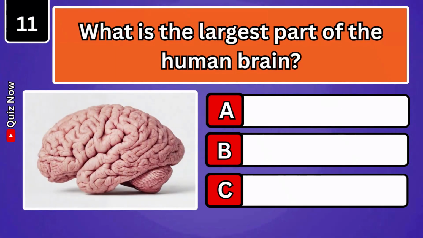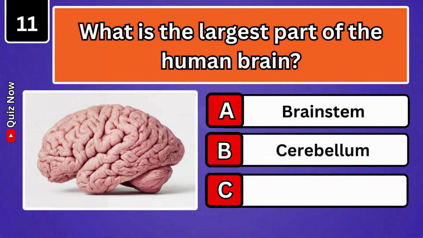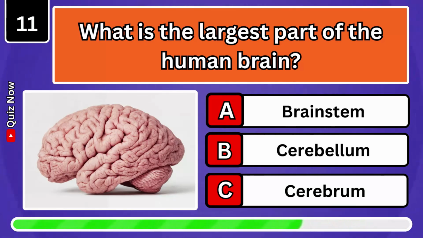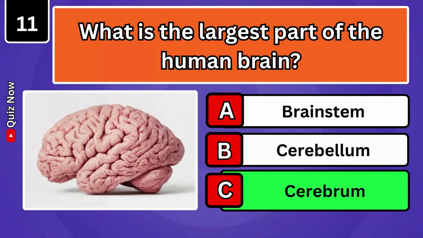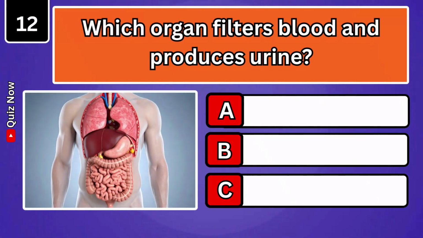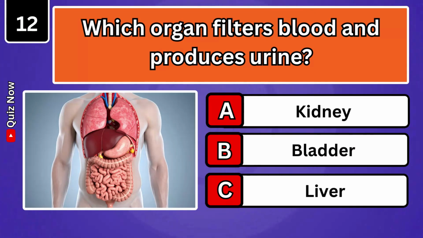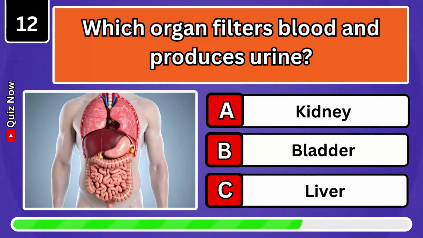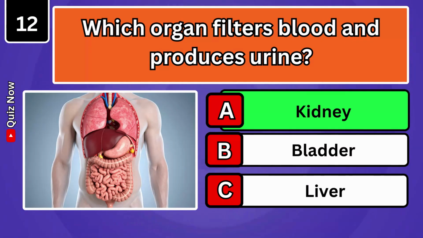What is the largest part of the human brain? Cerebrum. Which organ filters blood and produces urine? Kidney.